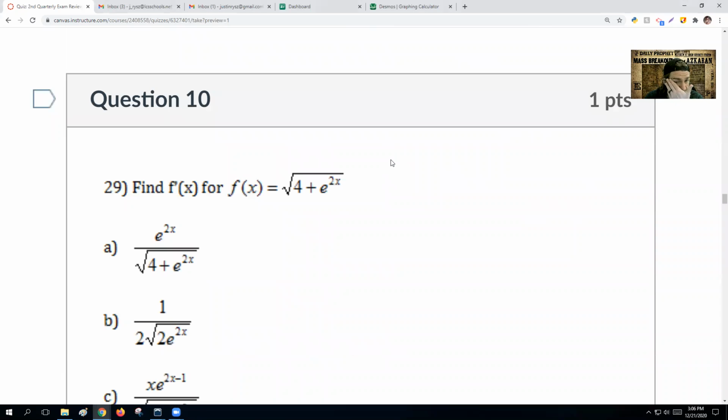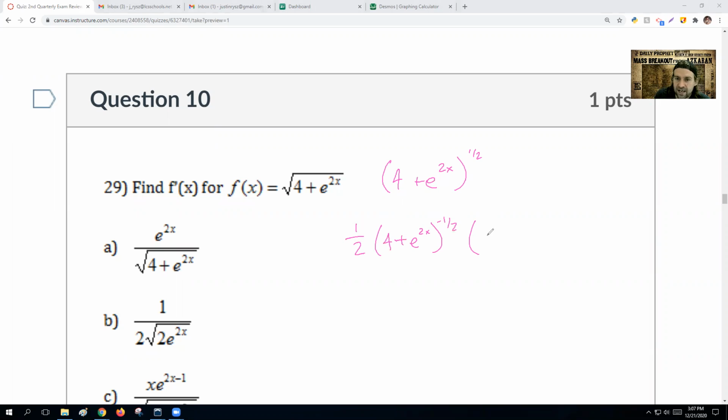All right, find the derivative. All right, we got chain rule. Actually, we got a lot of chain rule going on because we got 4 plus e to the 2x power to the 1/2. So we're going to take the derivative of something to the 1/2, which would be 1/2 of that something to the negative half power. Then we got times the derivative of the inside. The derivative of the inside, we got to use the chain rule. The 4 goes away, but e to the 2x is a chain rule problem itself.